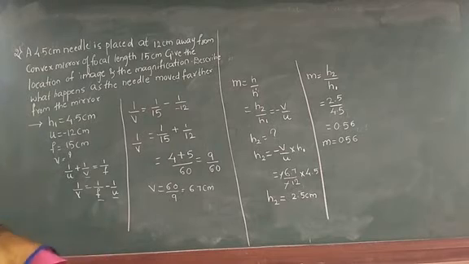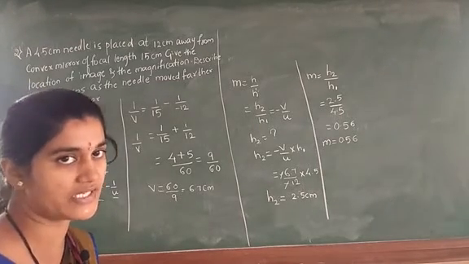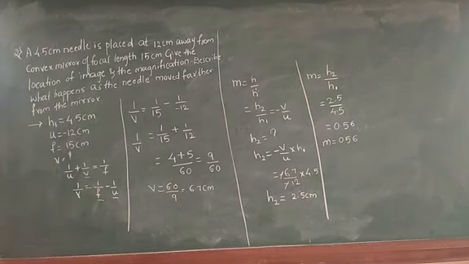Therefore, we can tell that the height of the image is 2.5 centimeter, and the positive sign indicates that the image is erect, virtual and diminished. If the needle is moved further from the mirror, the image will also move away from the mirror and the size of the image goes on increasing gradually. This is your second problem.